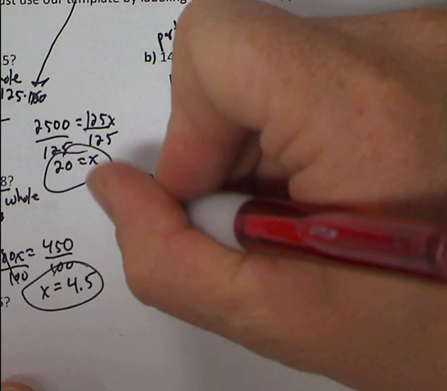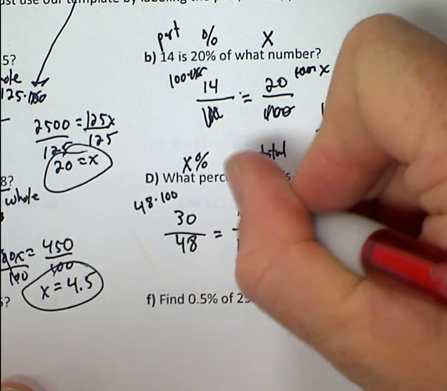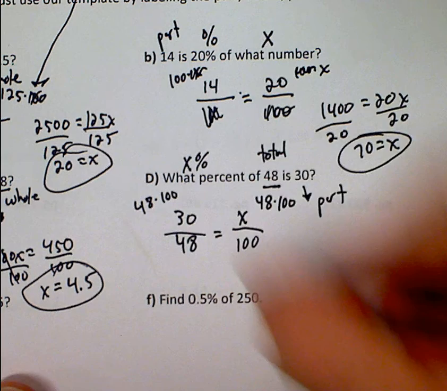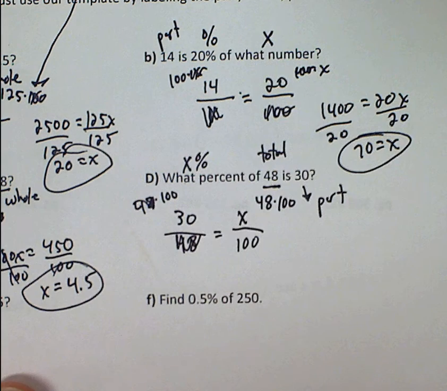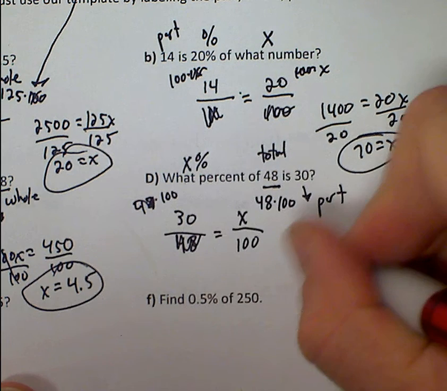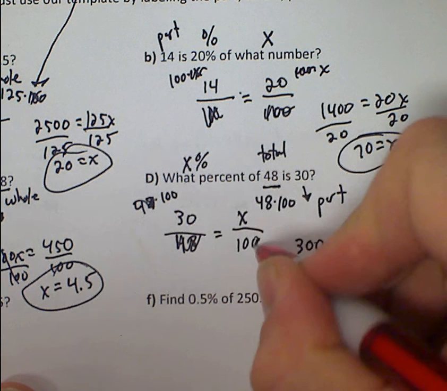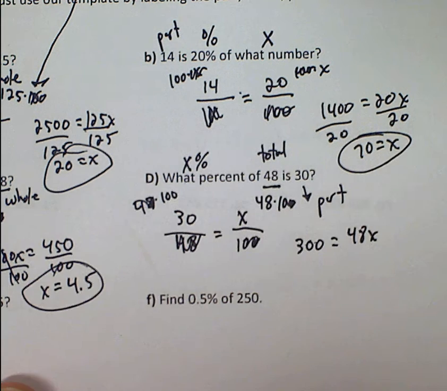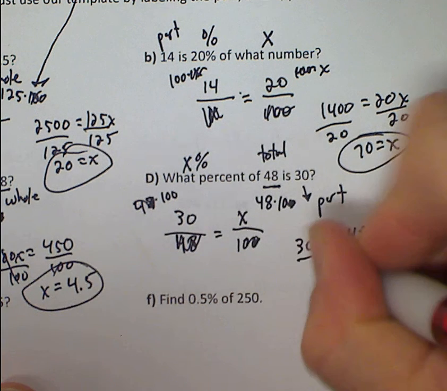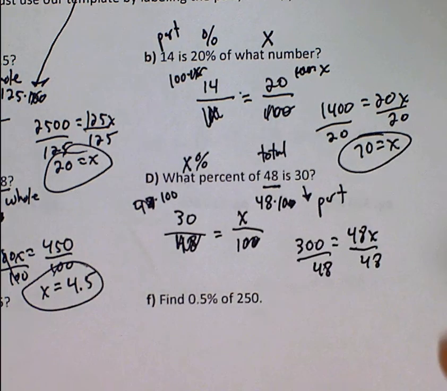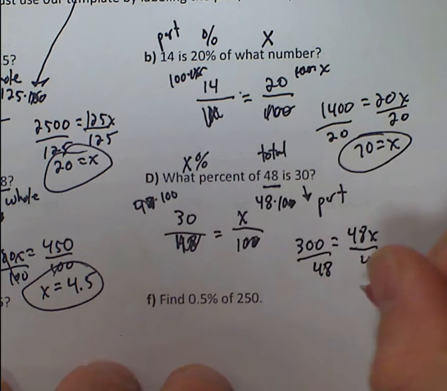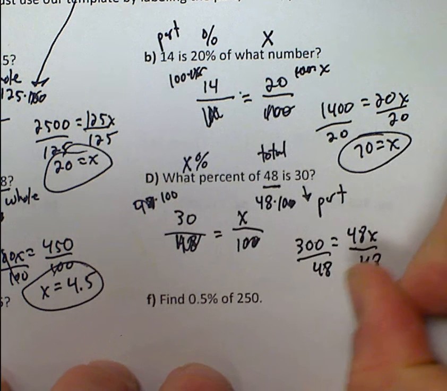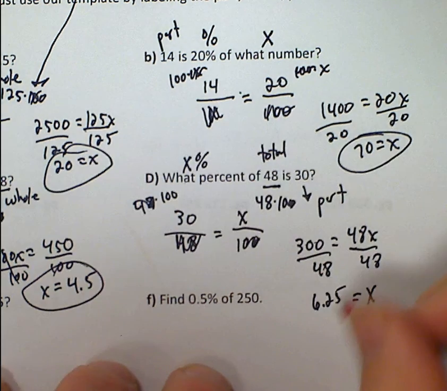Now, we would have 48 times 100, 48 times 100, so my 48 goes away. I'm left with 300. My 100 goes away on this side. I'm left with 48x. Divide by 48, divide by 48. So 300 divided by 48 gives me 6.25. So x equals 6.25.